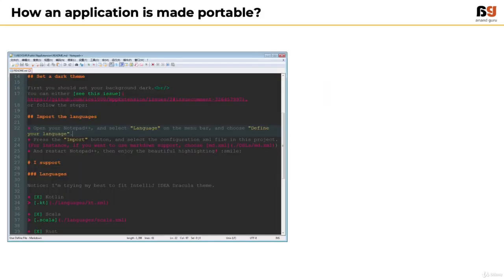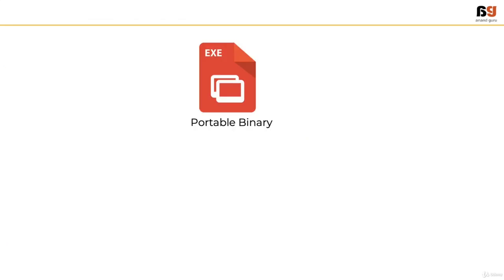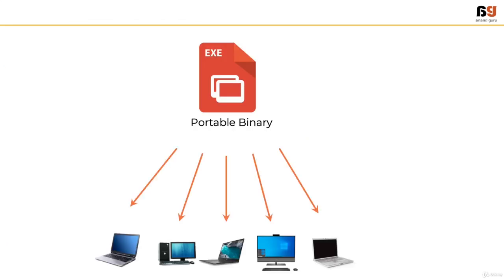Similarly, the process of converting a text file with a set of instructions into a file that can run on any platform is called compiling. And the resulting compiled file is called a portable binary. Portable because it can be downloaded by thousands of users and run as an application without the end user having to know how the programming works.